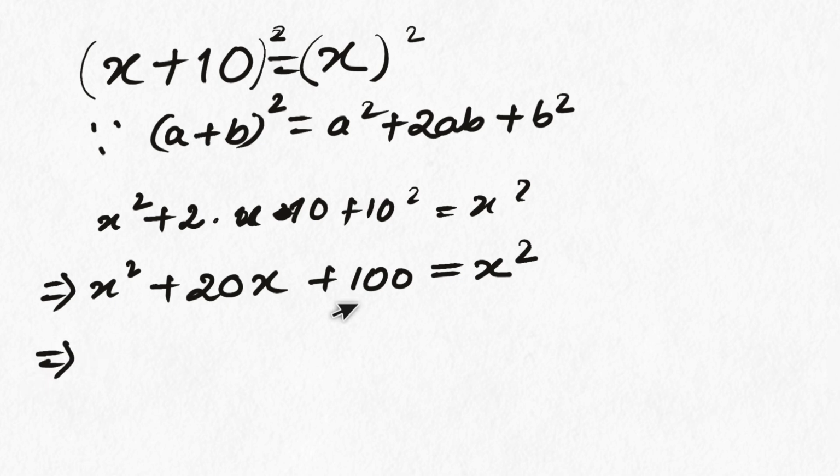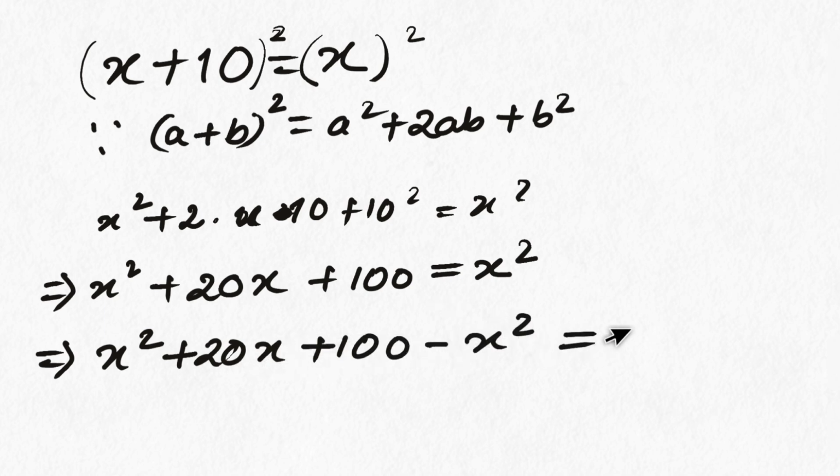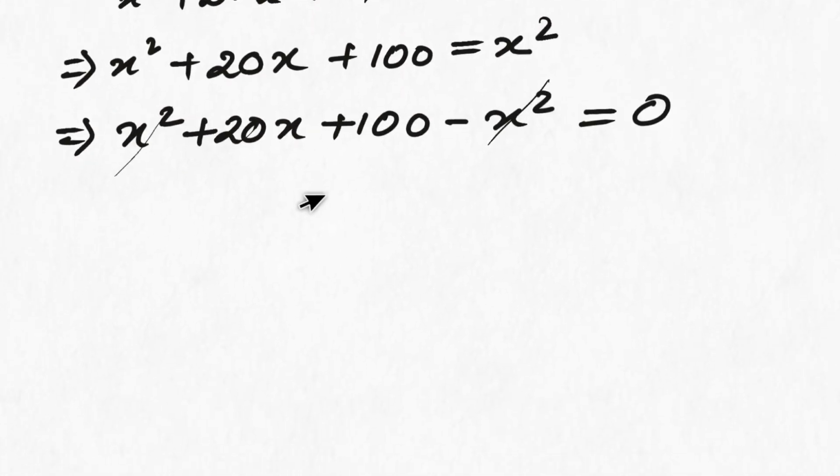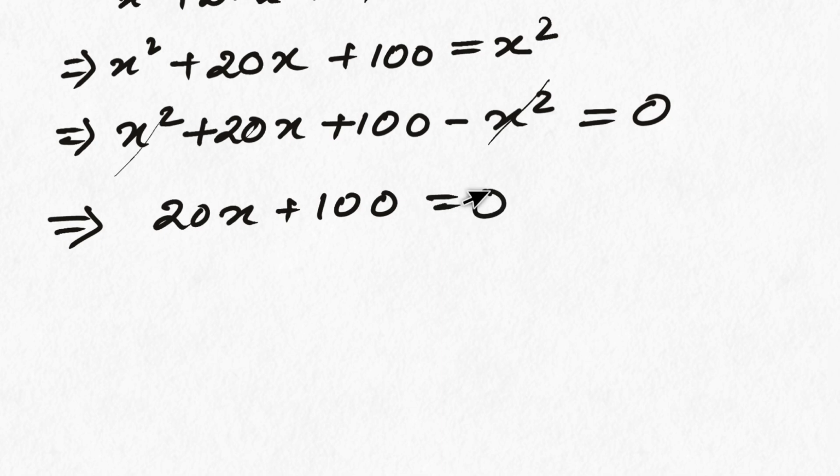Next, we want everything on one side of the equation so we can compare terms. We subtract x squared from both sides. That gives us x squared plus 20x plus 100 minus x squared equals 0. Now, notice something helpful. We have a positive x squared and a negative x squared. Those cancel each other out completely. They're exact opposites. After canceling them, we're left with a much simpler equation: 20x plus 100 equals 0.